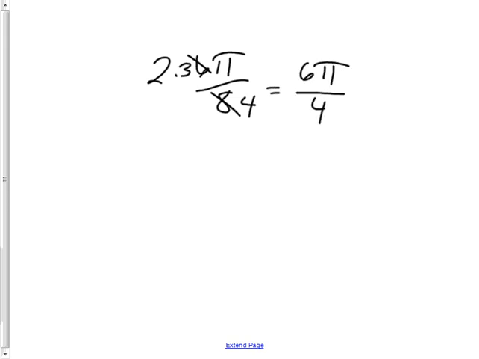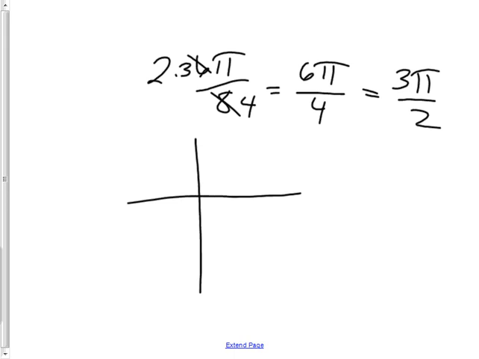And that can be reduced to 3 pi over 2. And that's a place. 3 pi over 2 is down here. And it's one of those places you can't draw a triangle for. How many of you caught that? Raise your hand if you were good on that. Okay, good. So you can't make a reference triangle or a reference angle.